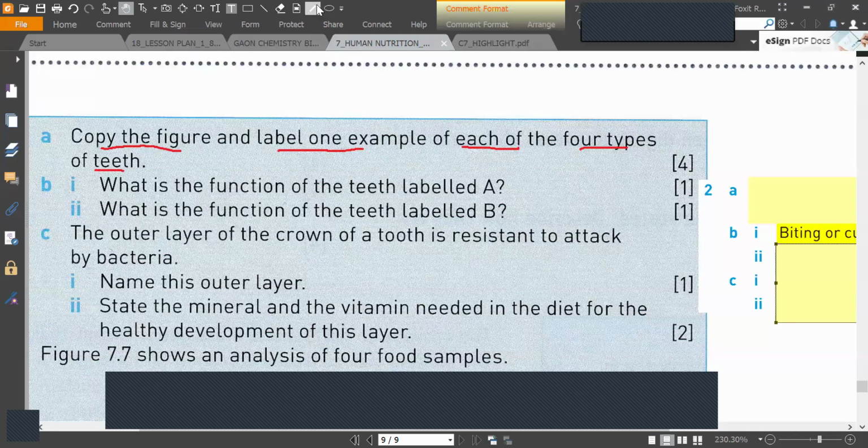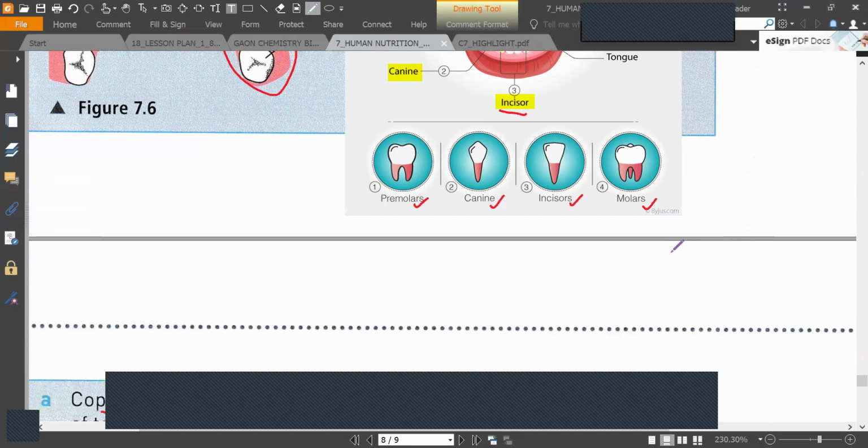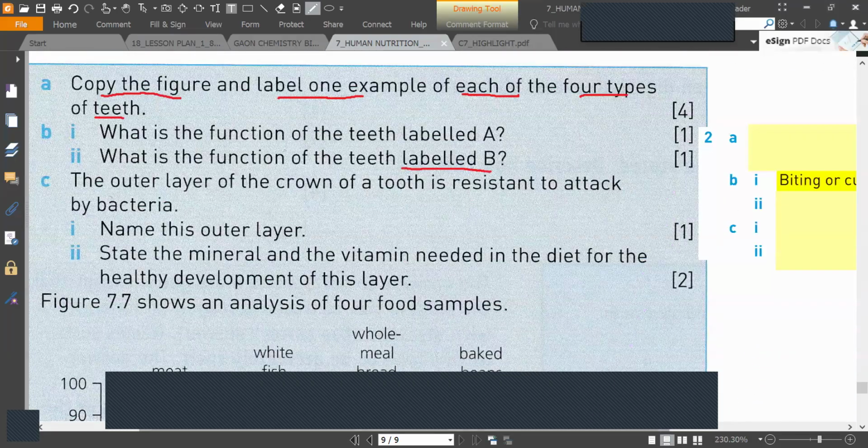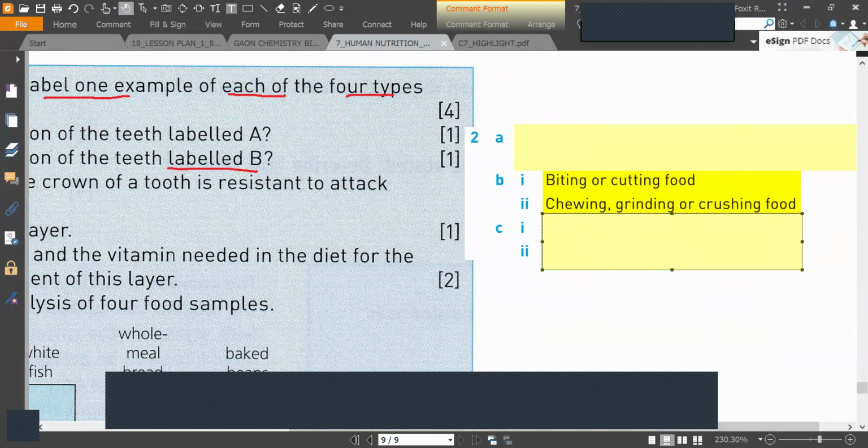Function of the tooth labelled B. B will be molars. The function of molars, we remember that, is for chewing, grinding, or crushing of food.